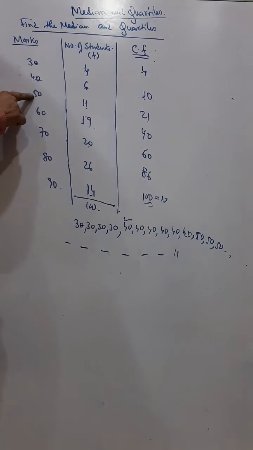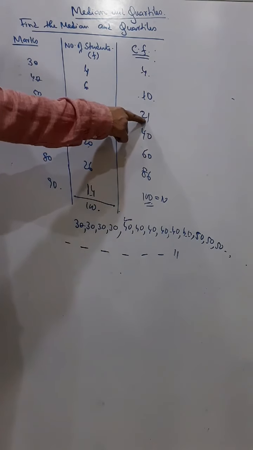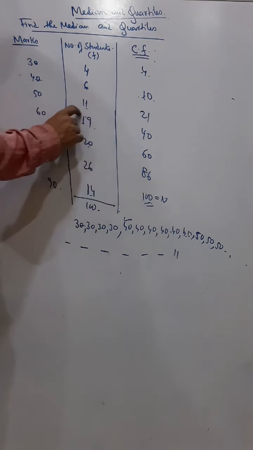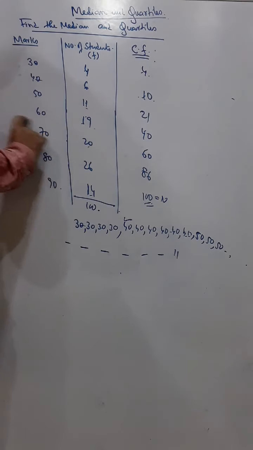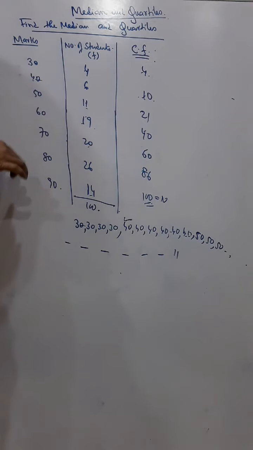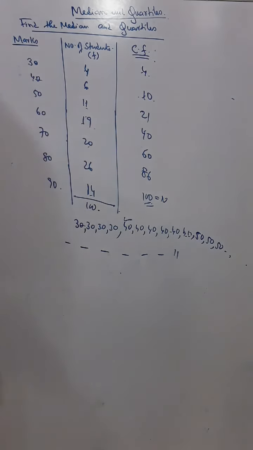But when I ask what is the 22nd term, try to understand that the 22nd term will be 60. The 23rd term will be 60. The 24th will be 60. It means after the 21st term, the next 19 terms are all 60. So the 30th term is 60, the 31st term is 60, the 35th term is 60, the 39th term is 60, and the 40th term is also 60. Understand? So therefore we got the cumulative frequency.